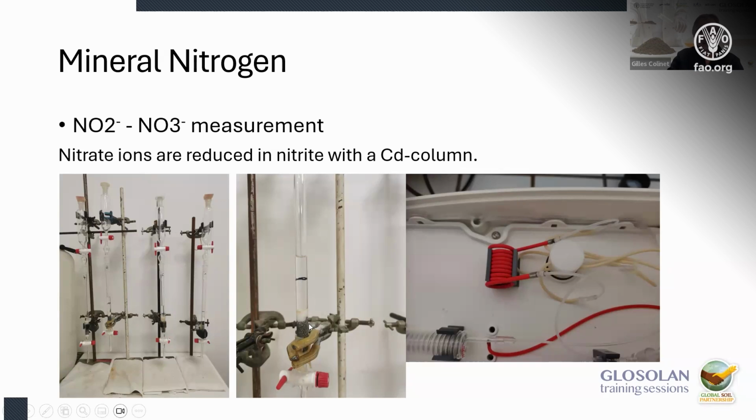You have a vessel with, at the bottom of the vessel, a mixture of cadmium-containing material, and you put your extraction solutions there. It goes through the cadmium column, and the nitrate is reduced into nitrite. And the nitrite is the element that you measure by colorimetry.